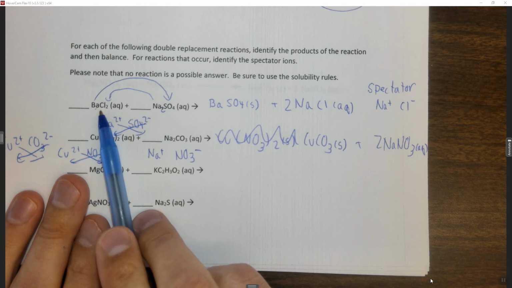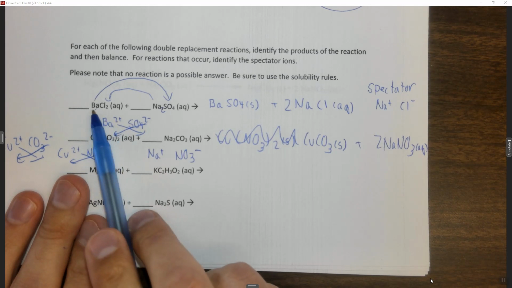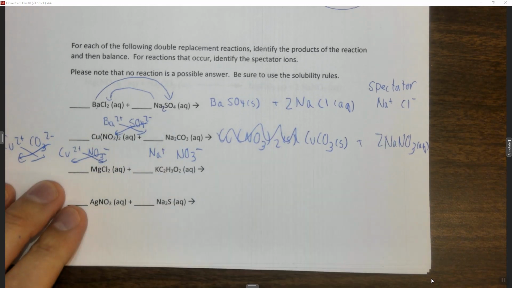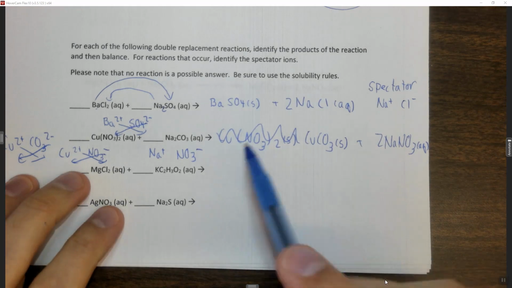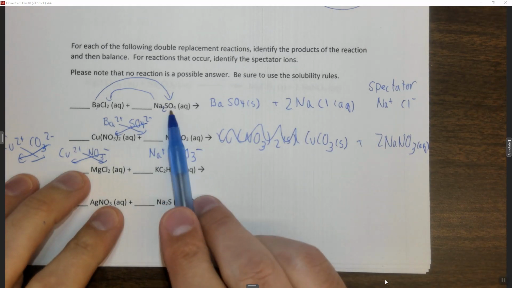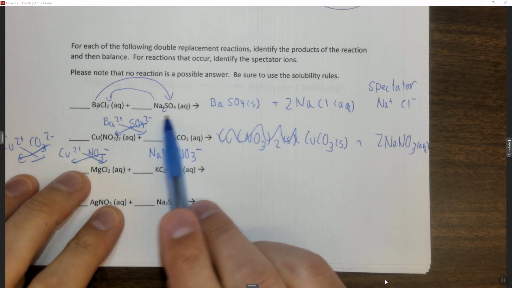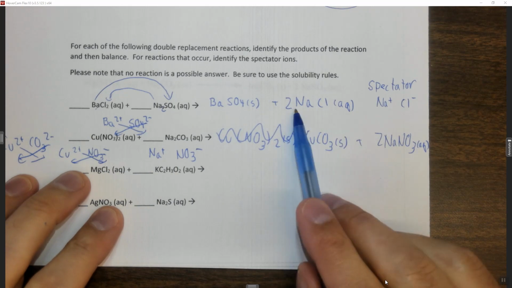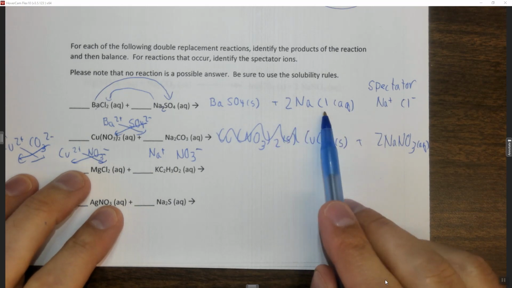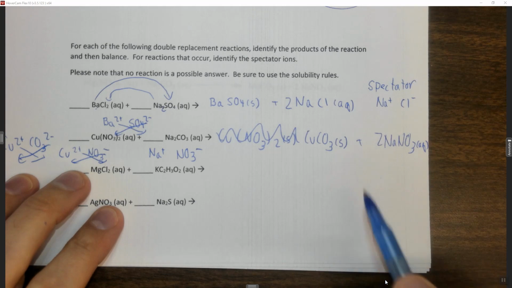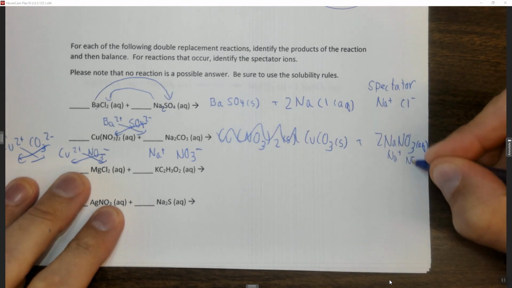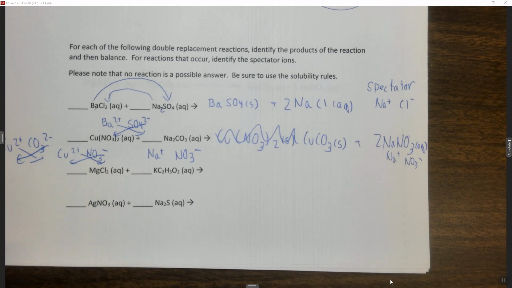Remember this dissociates into Ba2 plus and Cl minus. This dissociates into Na plus and SO4 2 minus. So they're just floating around as ions. They're still floating around as ions over here. Because this is aqueous, it dissociates into Na plus and Cl minus. So your aqueous products are your spectator ions. In this case, it's Na plus and NO3 minus as your spectator ions.